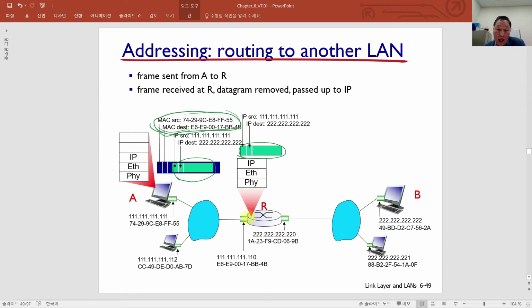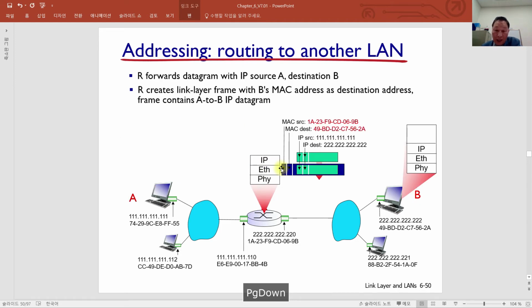That's it. After that, the contents of that Ethernet frame, this one containing the IP addresses, source and destination, A's IP address and B's IP address, are not being changed. And this one is encapsulated again with another envelope, like this. This router is doing that.